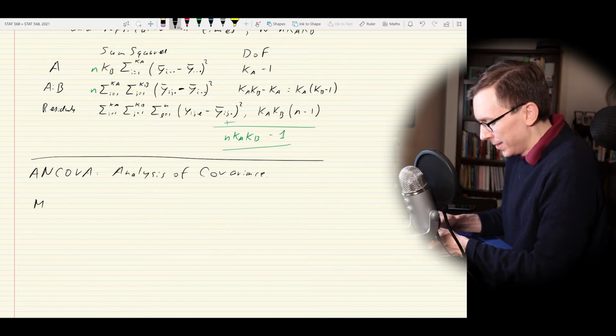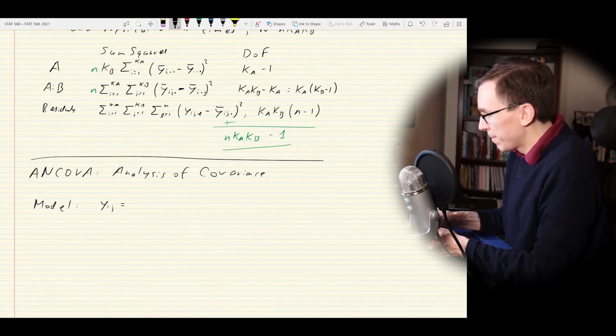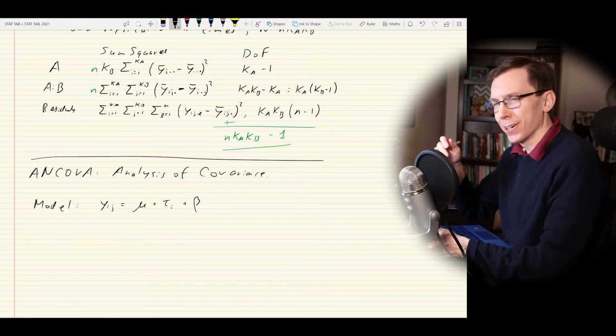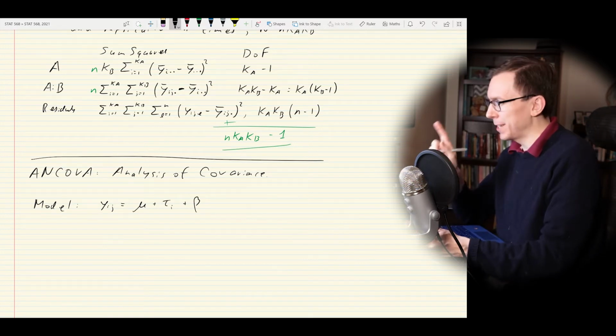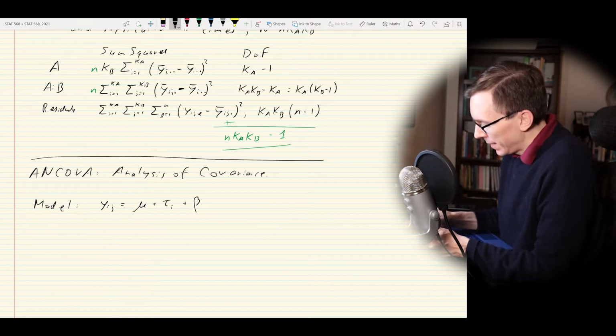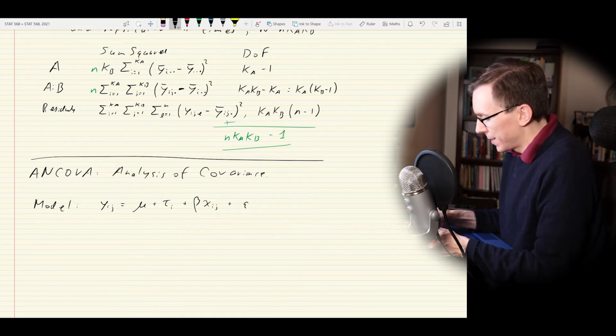So the model is going to look something like Yij equals, let's say, mu plus tau_i plus, and now we're going to have beta. Beta is no longer going to be a blocking factor. It's going to be a single parameter. And now we're going to have an Xij here and an epsilon_ij.